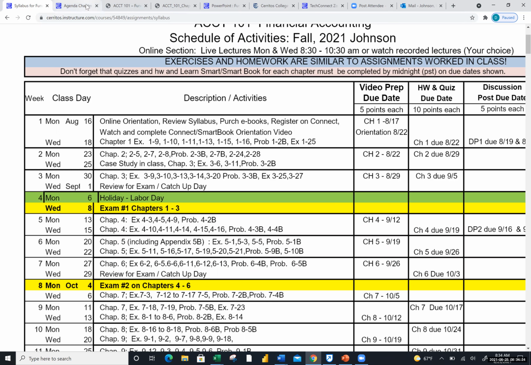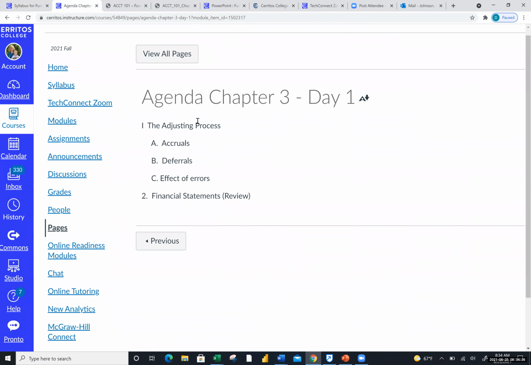So let me just put the agenda up there. Our focus today, I've split this up into 2 days. Today, our focus is solely going to be on the adjustment process. What do we need to do to get our books in accordance with GAAP, or generally accepted accounting principles? And what we need to do is we need to make adjusting entries.